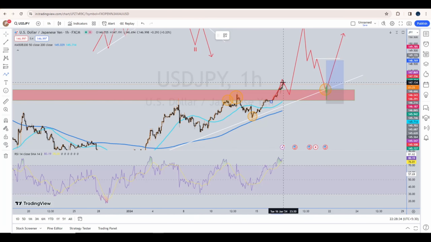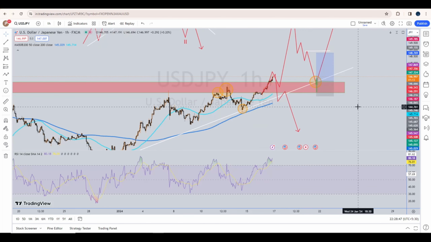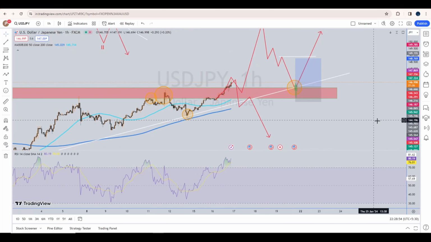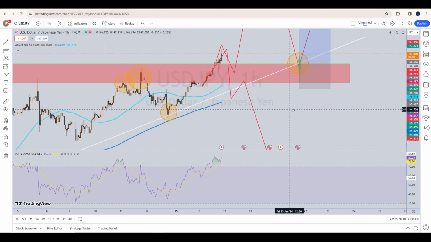Price is currently above the key level. So what can happen? Now price has given a fake out. Now it can come back again to this level and take a retest and start falling down more. So this can also happen. So in this case, what will we look for? We will look for confirmations.